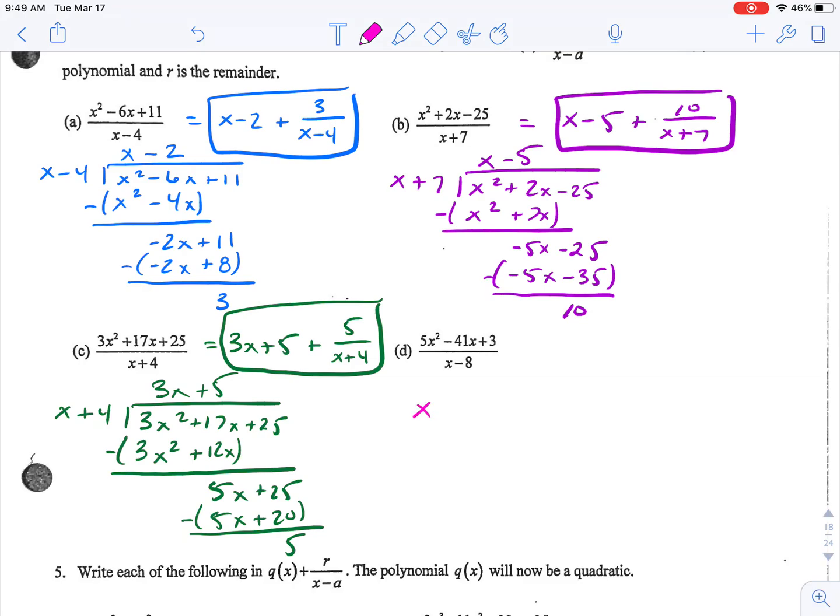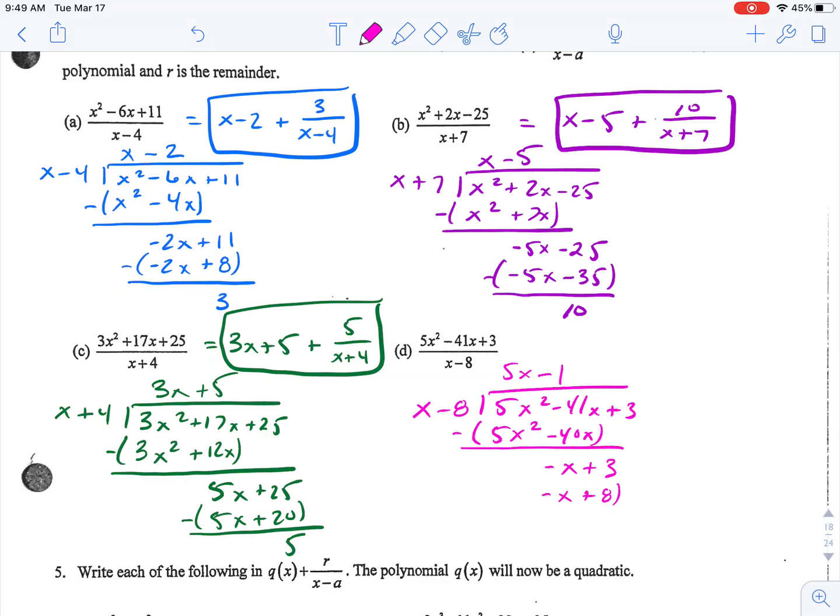All right, back to part D. X minus 8. Okay, x times 5x, minus a 40x when we distribute. Careful with the double negative. Negative 41 plus 40, negative x. Bring down the 3. X times negative 1 is negative x. We get negative x plus 8. And subtracting 3 minus 8, negative 5. So it looks like we're going to get 5x minus 1 minus 5 over the x minus 8.